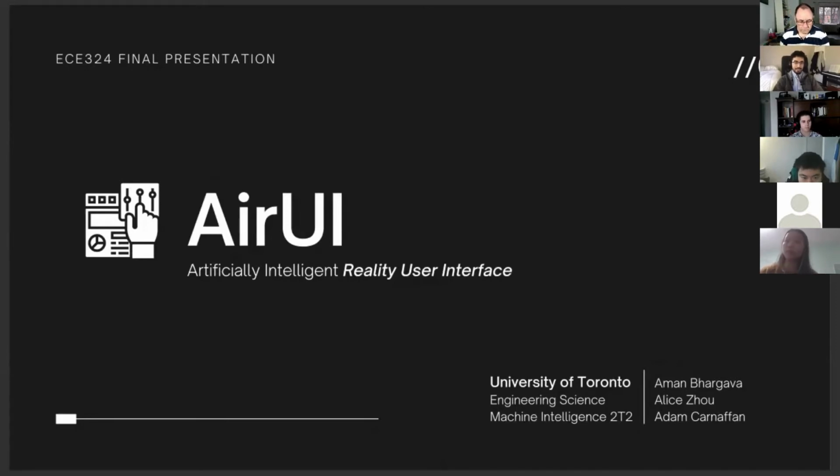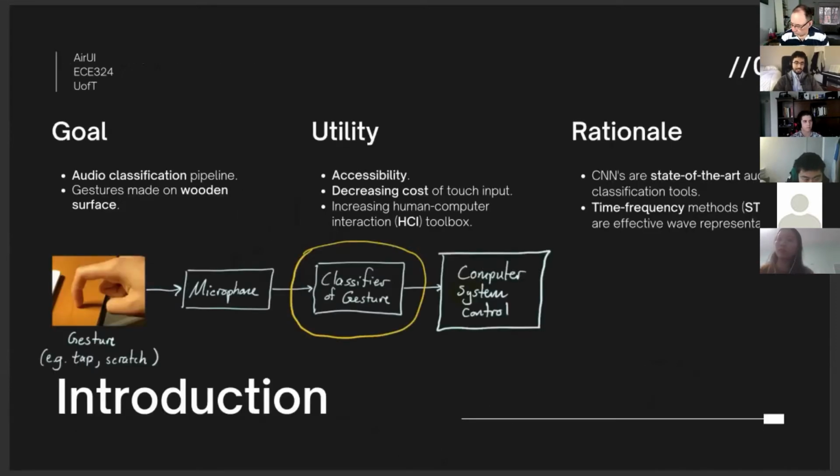Next slide. So the goal of AirUI is to create a classifier for gestures made on a wooden surface based on the audio that they produce. And this is to make computers more accessible by decreasing the cost of touch input. And so our approach is a MEL spectrogram for feature extraction and a CNN model, discussed later. And that design was based on some literature that we'll go over next.